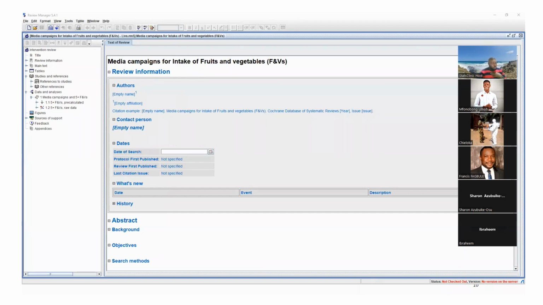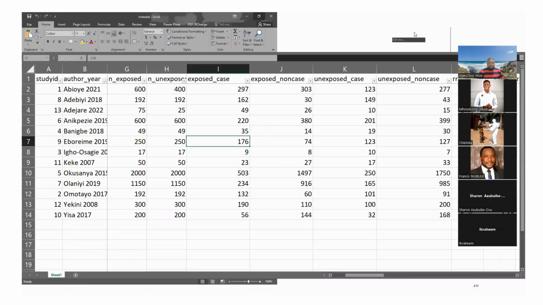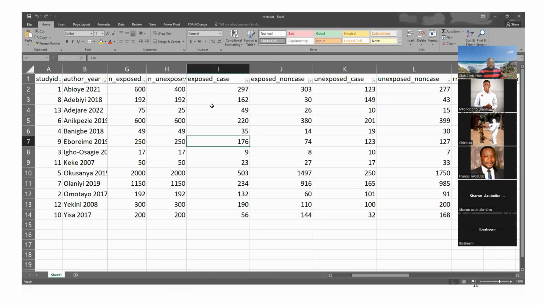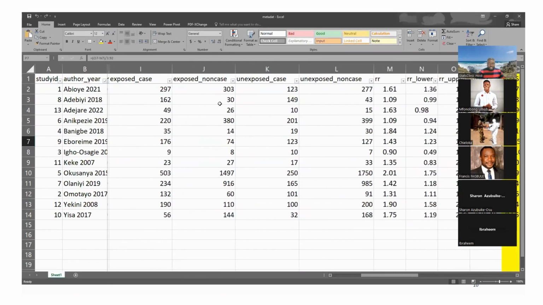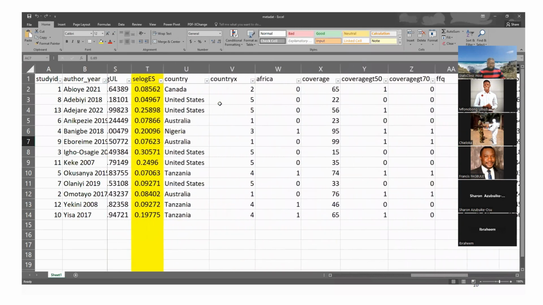So if you have your RevMan open, the first one we want to look at is weighted mean difference based on pre-calculated data. The way we have done it is pre-calculated data first, then raw data next. Pre-calculated data means that we already have an Excel spreadsheet, and this is our Excel spreadsheet, that has the data that we need. If you scroll to the end, this is the yellow ink that we used from previously.